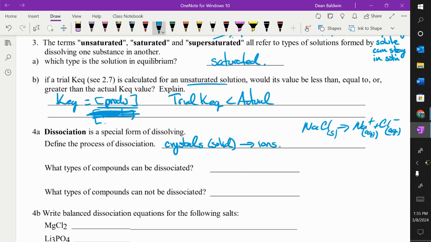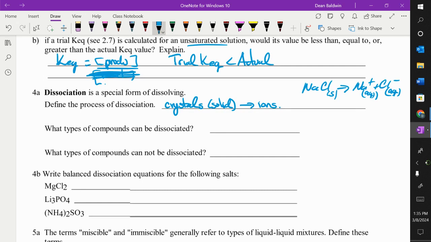Looking at this example, what type of compounds will dissociate? Ionic compounds dissociate. And then which ones don't? What's the other type? Covalent. Do we remember the difference between ionic and covalent? What's an ionic compound? What's the bond? What happens? Yeah, you get a donation of electrons, right? So it's the charge separation that holds them together.